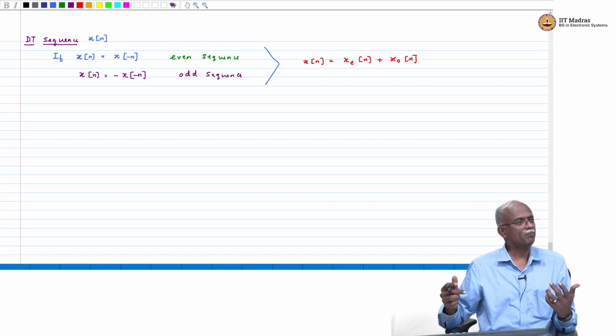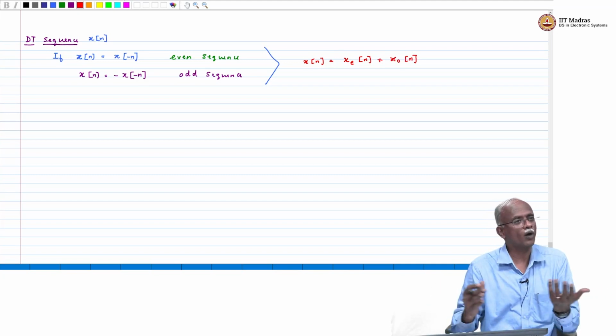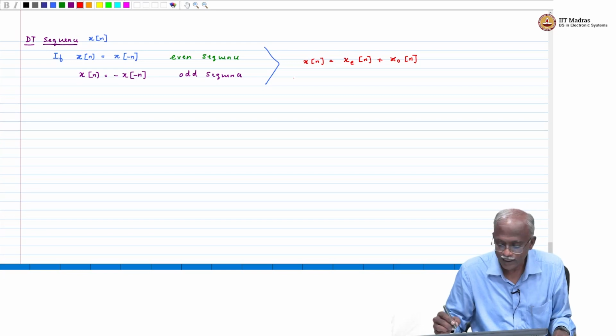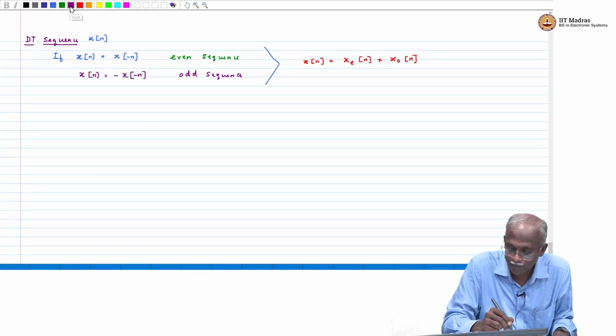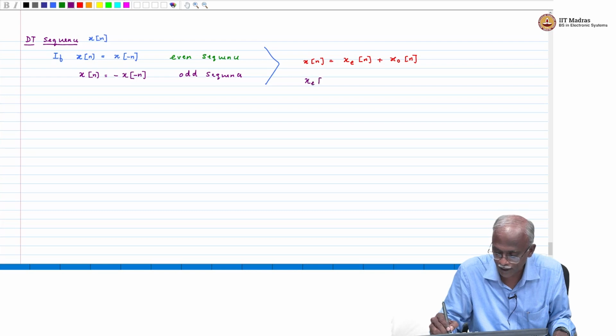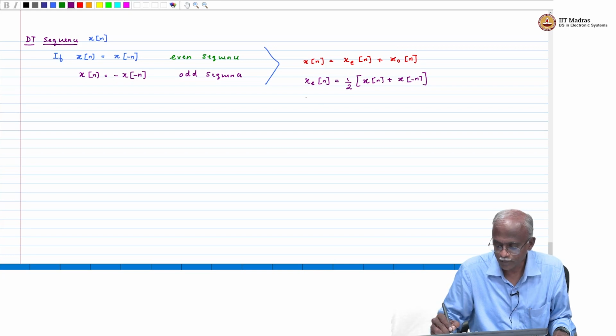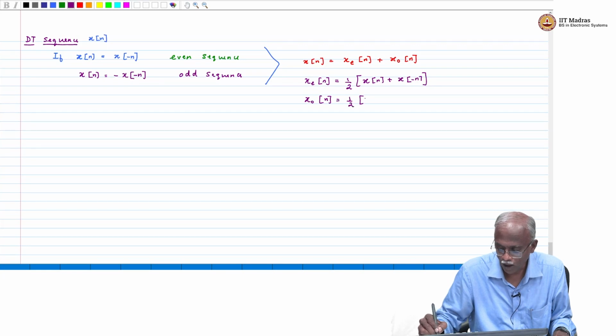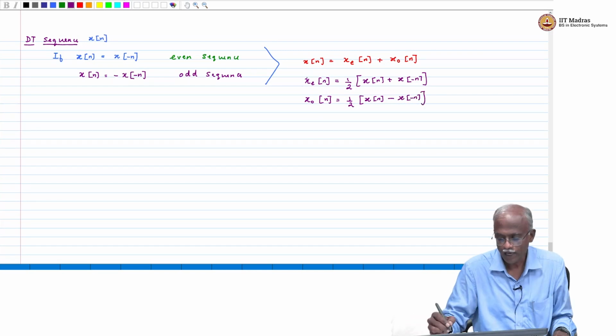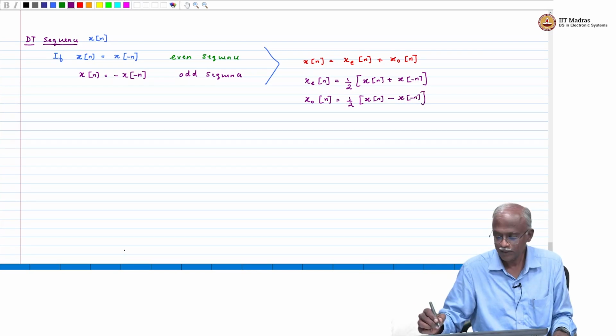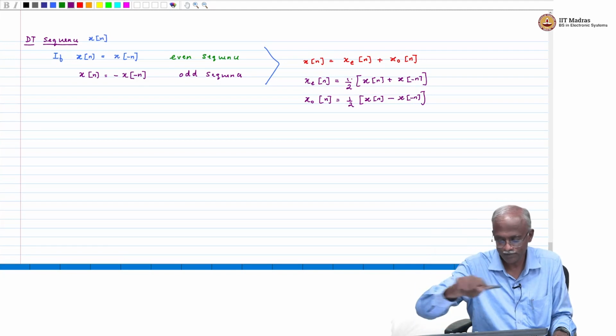Now you may say, well, how can that be? x of n may not be symmetric, but how are you saying that it can be made symmetric? Notice that you can obtain the even part of x of n using this simple expression: x even of n is equal to 1/2 of x of n plus x of minus n. Okay, and similarly, you can define the odd component as 1/2 of x of n minus x of minus n. If you define these two and add them together, you will see that what you get is 1/2 of x of n plus 1/2 of x of n, which will be x of n.